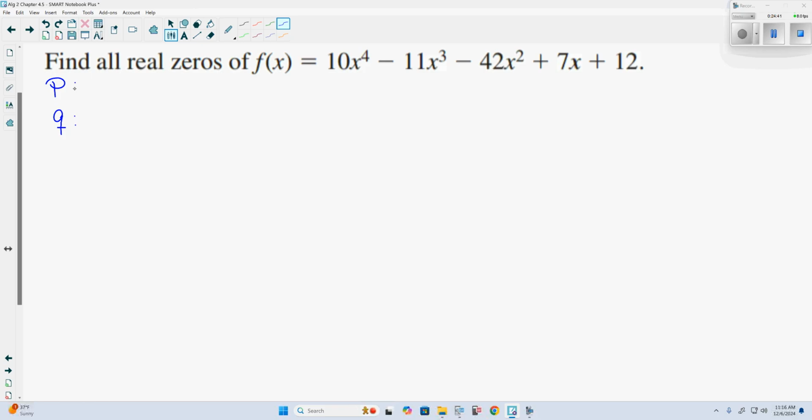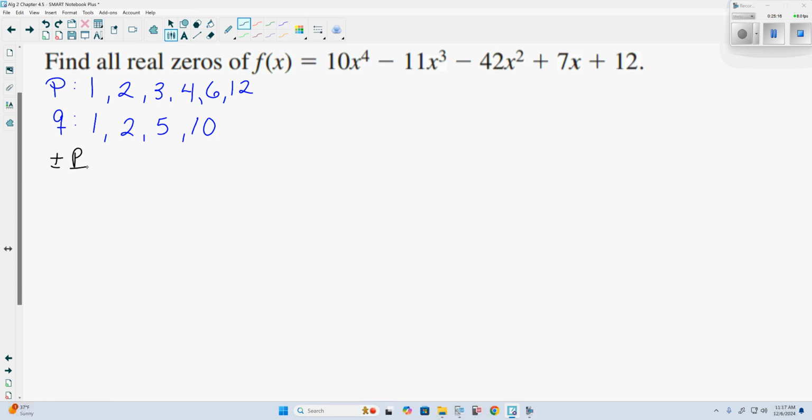P is the constant term, the term without a variable. So we're looking at the factors of 12, which would be 1 and 12, 2 and 6, 3 and 4. Those are all the factors of 12: 1, 2, 3, 4, 6, 12. Q is the factors of the leading coefficient, the number in front of the variable with the biggest exponent, which would be 10. We'd have 1 and 10, 2 and 5.